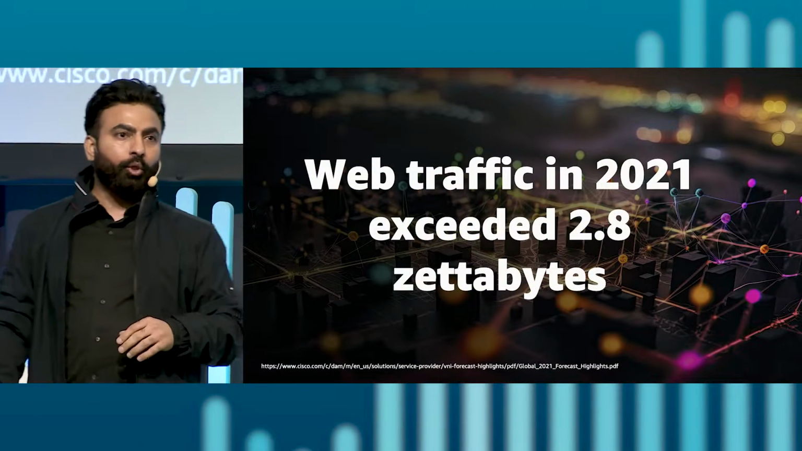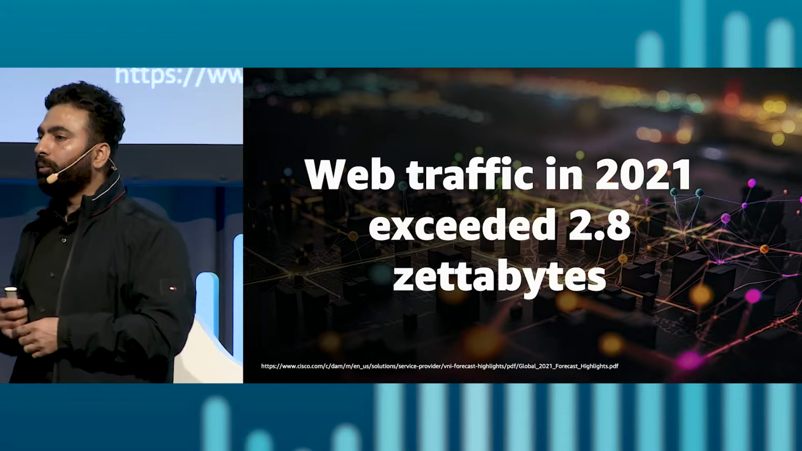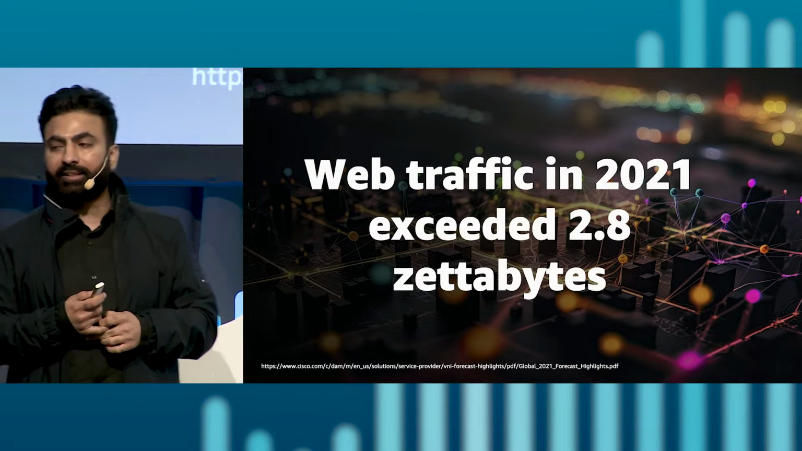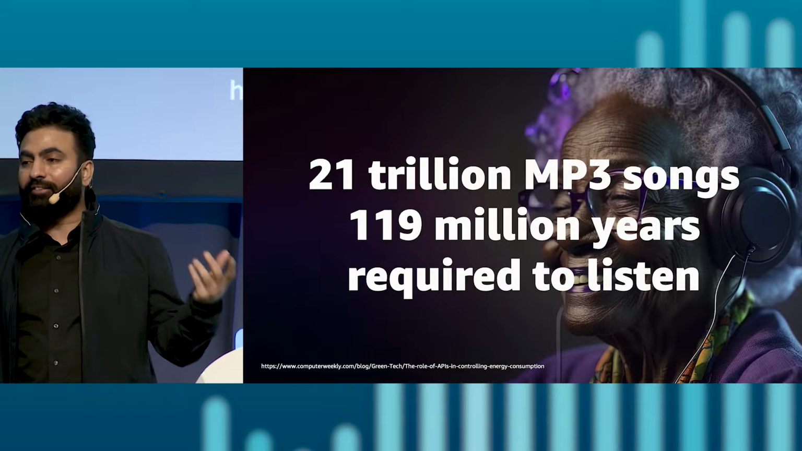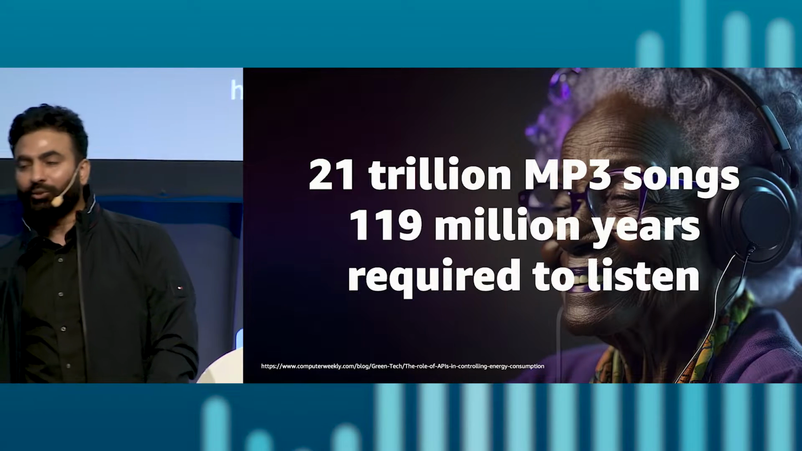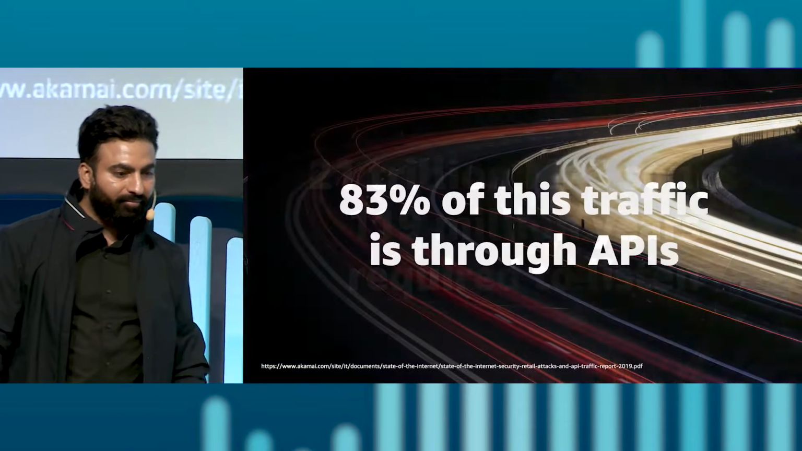Anyway, most of you are probably aware of it: back in 2021, web traffic exceeded 2.8 zettabytes. How many of you can tell how much a zettabyte actually is? Raise your hands. I didn't know. In 2.8 zettabytes, you can store 21 trillion MP3 songs. And we would have to be alive for 119 million years to listen to all these songs. So imagine how big that data is.